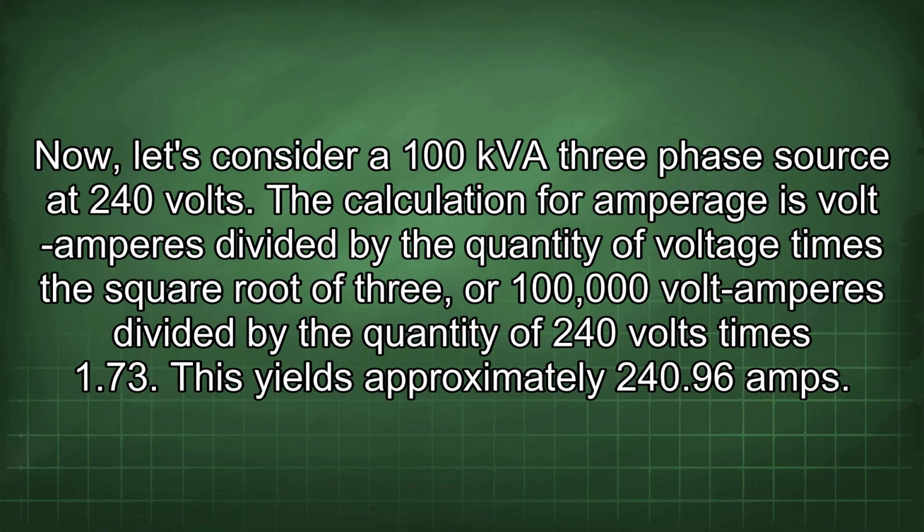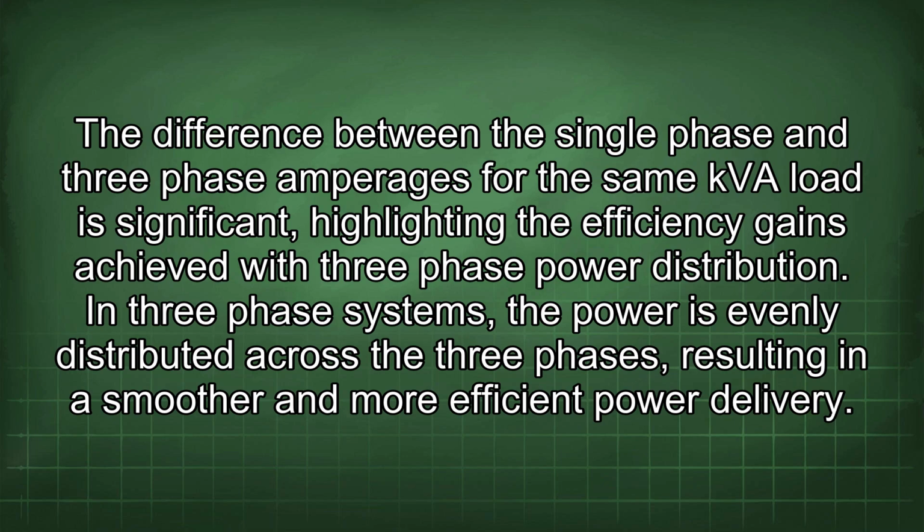Now let's consider a 100 kVA three-phase source at 240 volts. The calculation for amperage is volt-amperes divided by the quantity of voltage times the square root of 3, or 100,000 volt-amperes divided by the quantity of 240 volts times 1.73. This yields approximately 240.96 amps. The difference between the single-phase and three-phase amperages for the same kVA load is significant, highlighting the efficiency gains achieved with three-phase power distribution.